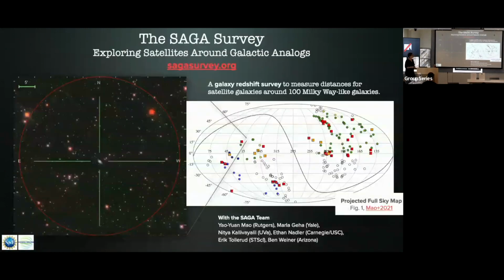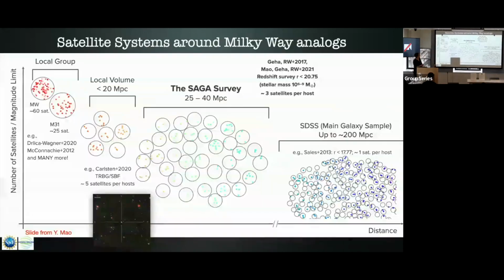So we have 100 systems that are basically L-star-ish galaxies. They are all over the sky. Okay, so we're using existing imaging surveys. So that includes the DECaLS survey and the DES survey at this time. To give you some context, in the Local Group, I told you that we have about 60 satellites in the Milky Way, about 25 satellites in M31. The Sloan survey, which goes out to about 200 megaparsecs, gets on average about 1 satellite per Milky Way host.